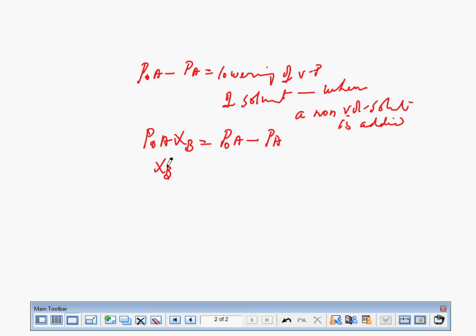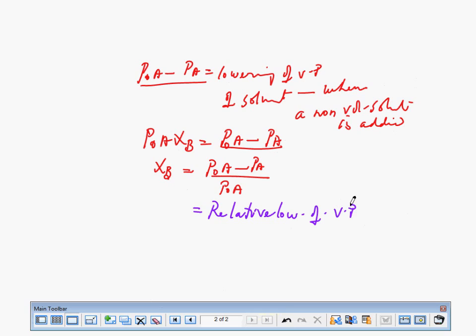XB is P0A minus P of A divided by P0A. You already know P0A minus PA is lowering of vapor pressure. You divide this with P0A, which is vapor pressure of pure solvent. So what is this called? P0A minus PA divided by P0A is called the relative lowering of vapor pressure. So what has been proved? Relative lowering of vapor pressure is mole fraction of the solute. Be careful here. XB is mole fraction of the solute.